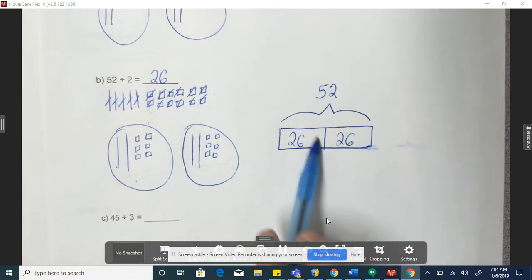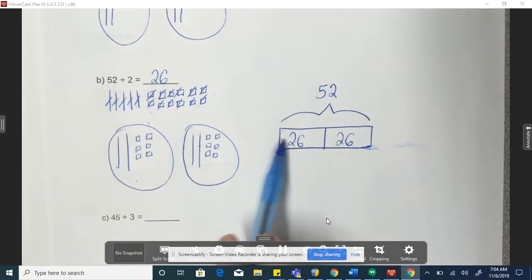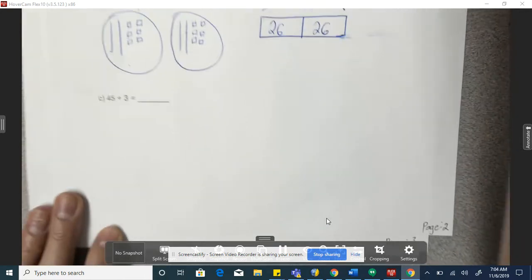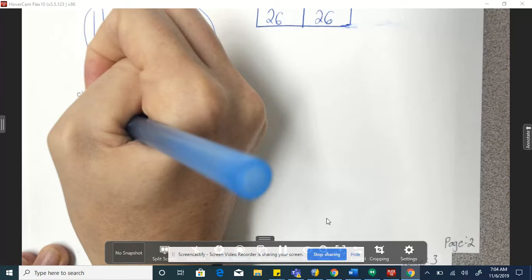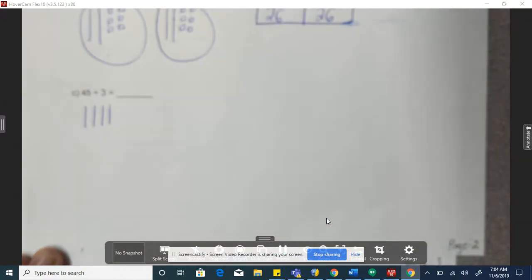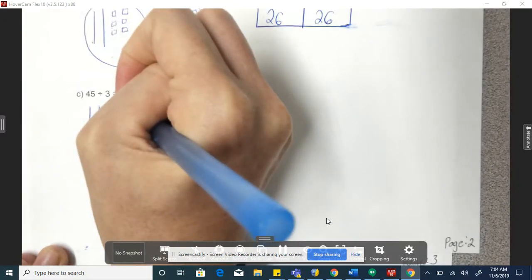So 26 makes sense. 26 is my answer. We're going to do chart C now. 45 divided by 3. I'll start by writing out 45 with 4 tens blocks and 5 ones.